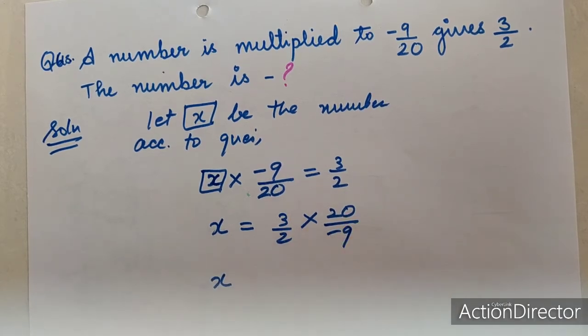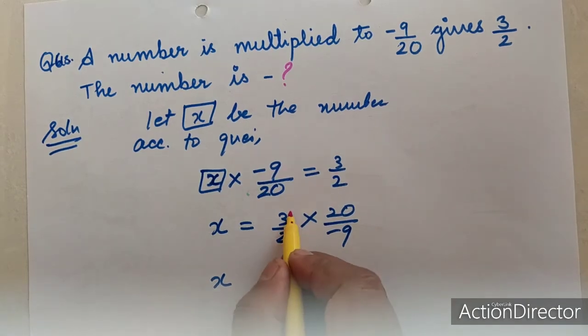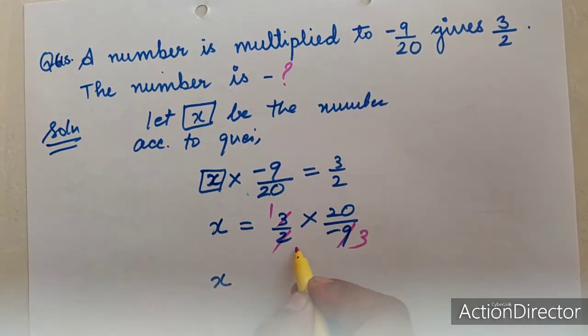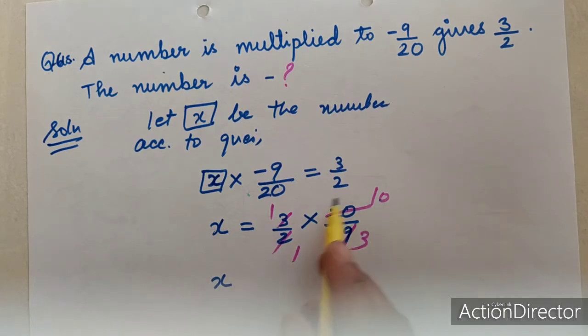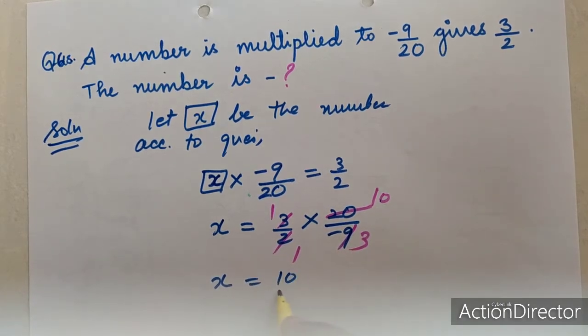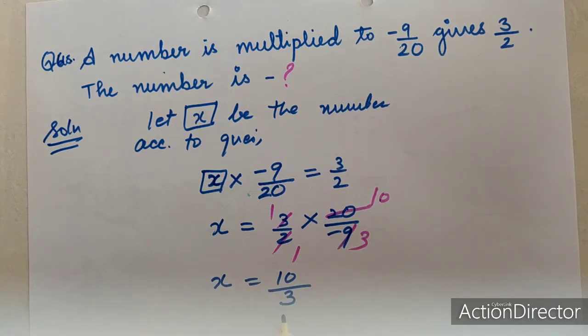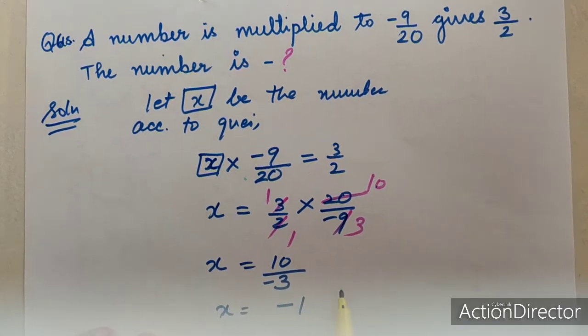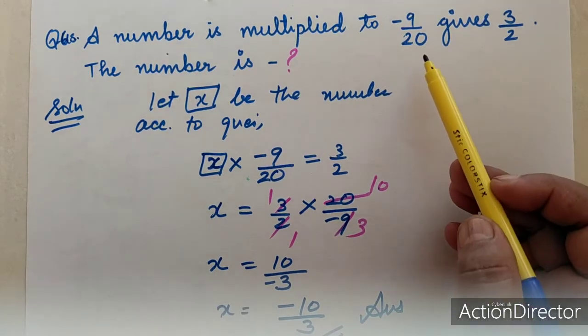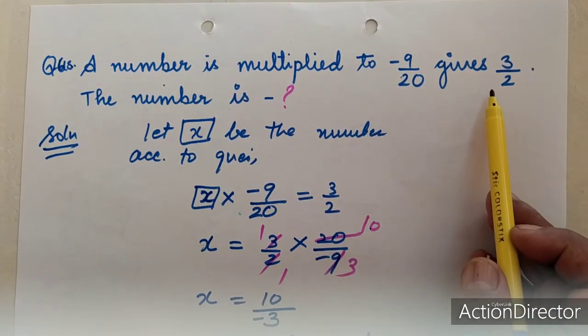Now see, this one is actually 3 ones are 3 and this is 3 threes are 9. This 2 ones are 2 and this is 2 tens are 20. No other number is being multiplied further. So we are going to multiply numerator to numerator, that is 10 ones are 10 and 3 ones are 3. But still we have a negative sign at the denominator. So instead of writing the denominator negative, you write 10 with a minus sign and the denominator positive. So this is the number which, when you multiply with minus 9 by 20, gives 3 by 2.